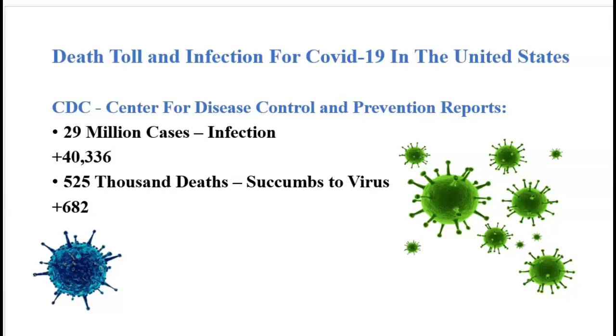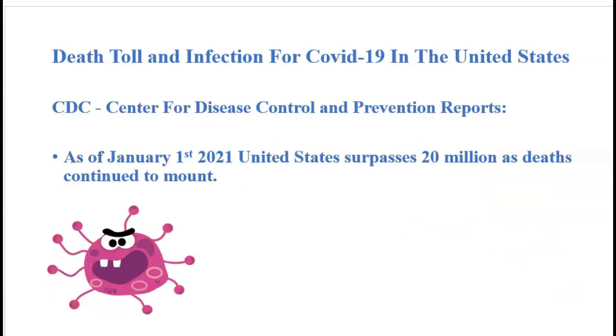And then 525,000 deaths. That means individuals that have succumbed to the virus. And once again, the numbers change daily because you have people dying and new infections, so add another 682 to that number. Death toll and infection for COVID-19 in the United States, as reported by the CDC: as of January 1st of this year, 2021, the United States surpasses 20 million as deaths have continued to mount.